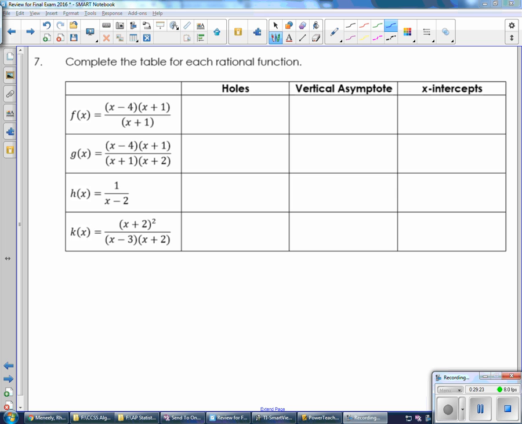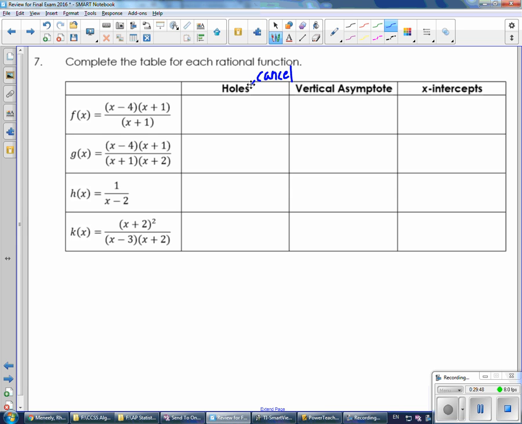Okay, in the next table, you're asked to describe some characteristics of rational functions per se. So rational functions have things called holes. They have vertical and horizontal asymptotes. They also have x-intercepts. And so on your final exam, you're going to be asked to identify some of these characteristics. Each of the functions is factored for you. So basically, to find a hole, you want to see what factors cancel.